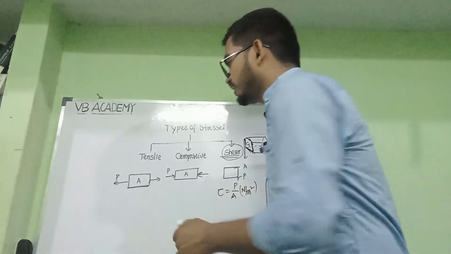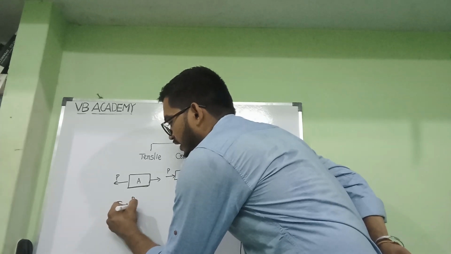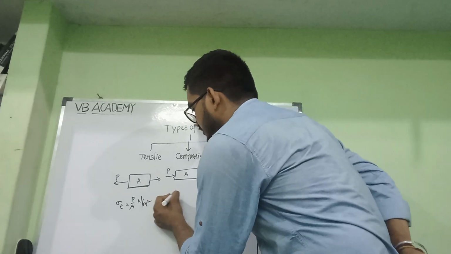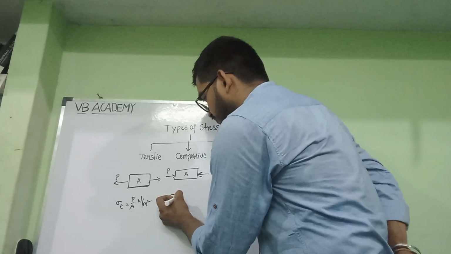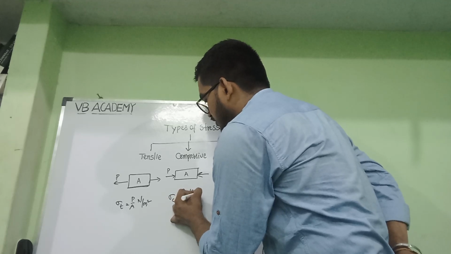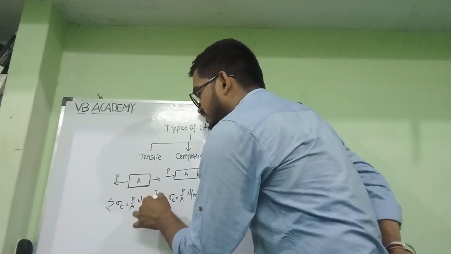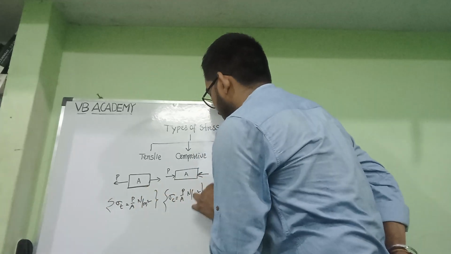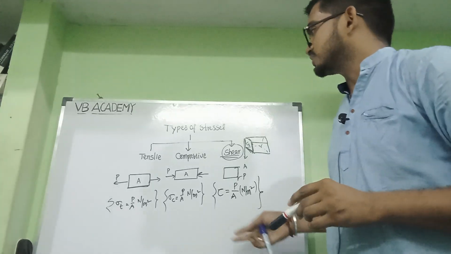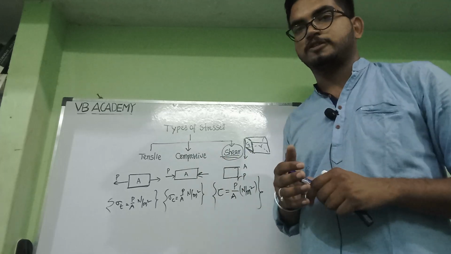Here sigma T is P by A, Newton per meter square. Sigma C is also P by A, Newton per meter square. This is the tensile stress, and this is the compressive stress. This is shear stress. First is tensile stress, compressive stress, and then shear stress.